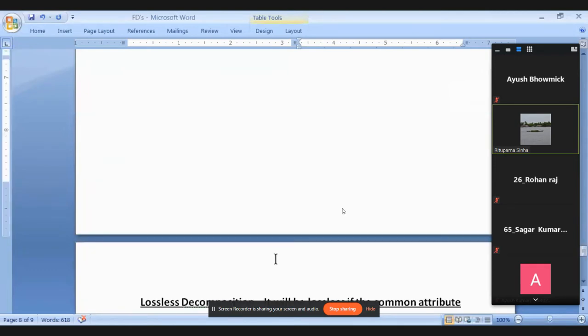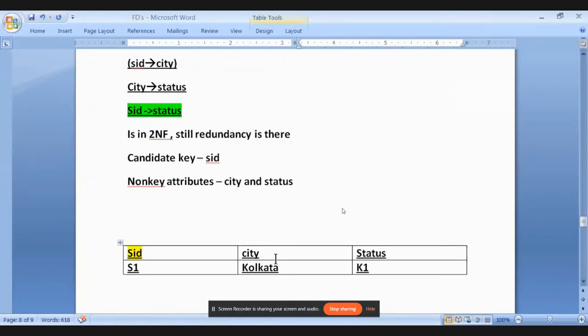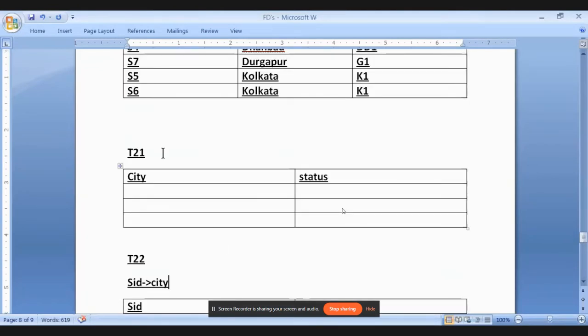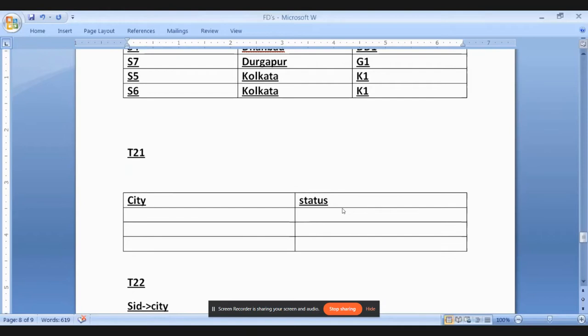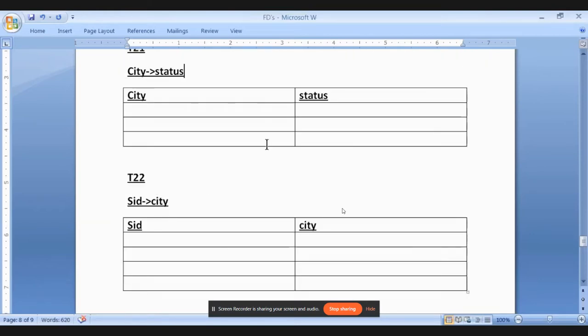First of all, is dependency preserved or not? Let us check. What were the dependencies present here? City to status, SID to city. SID to city is obtained here. City to status is obtained here. What about SID to status? SID is present in this table. Status is present in that table. So SID to status we are not getting directly.